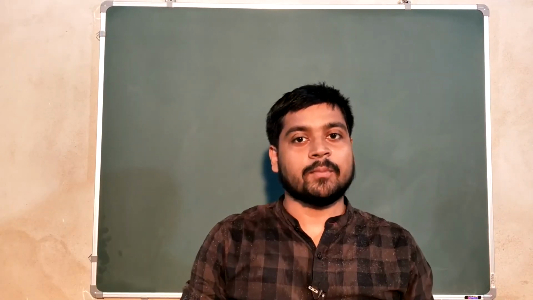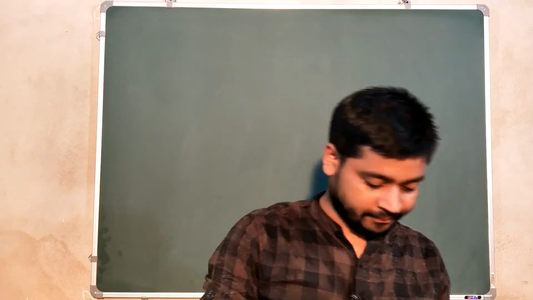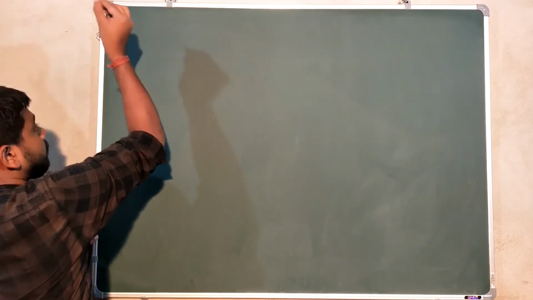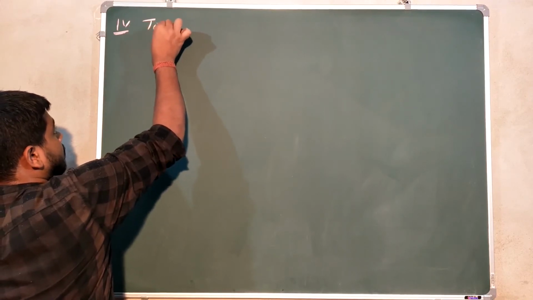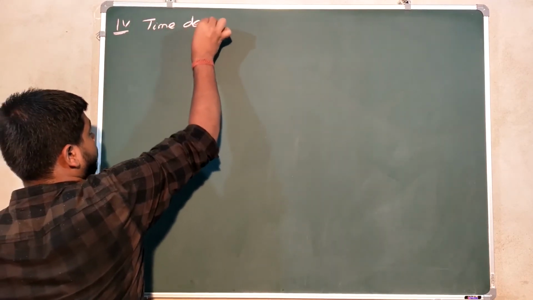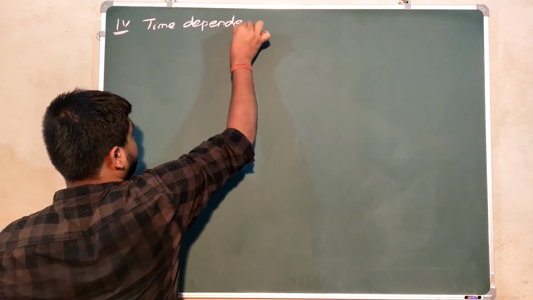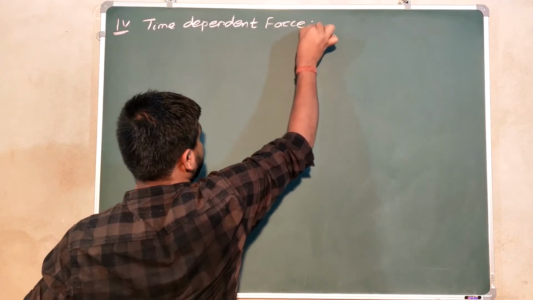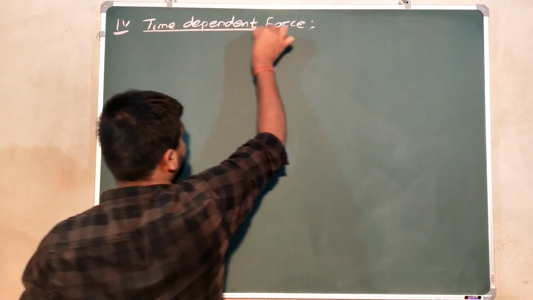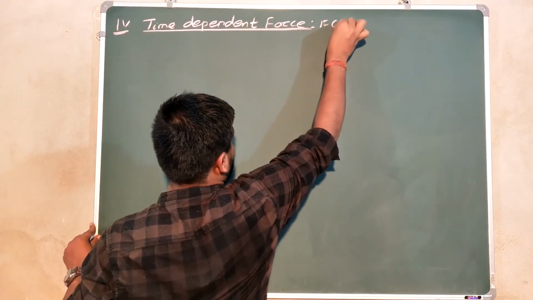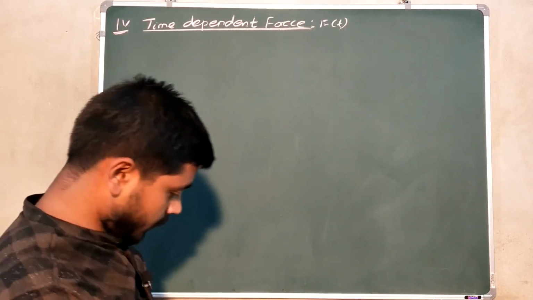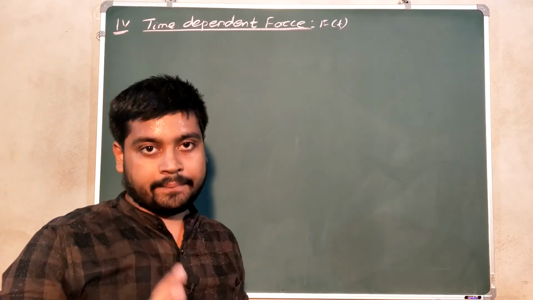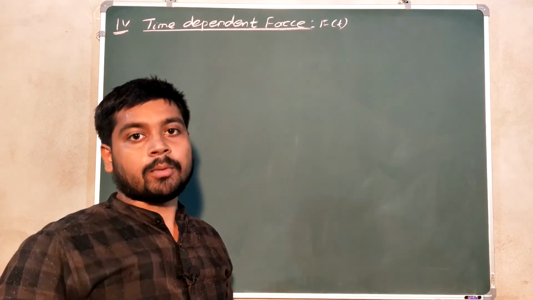The last and final one is time dependent force. The fourth one. What is the fourth one? Time dependent force. Force is a function of time. Yes or no? Okay, just see here. First of all, we have to derive the formula. After then, we have to solve the problem by using this formula.